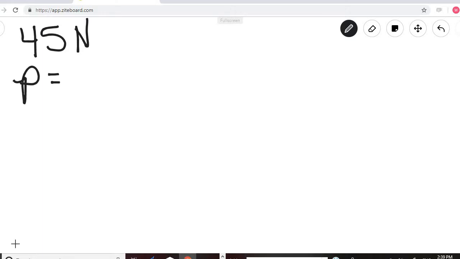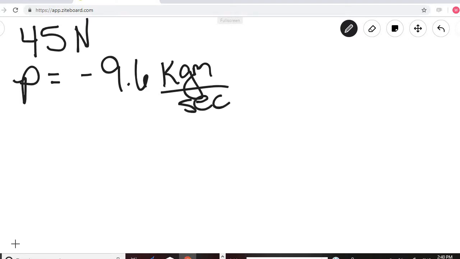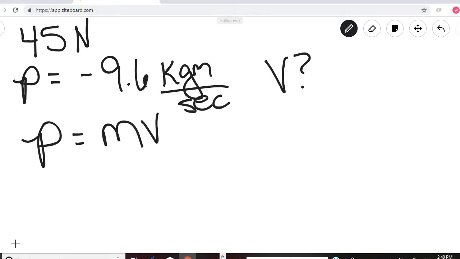Okay, so the first one tells us that we have a 45 Newton child, and the child runs down a road at a momentum, so P is momentum, of negative 9.6 kilogram meters per second. And we want to know what is the velocity. Okay, so we know that P is equal to mass times velocity. So we're going to solve for velocity. So P divided by M equals the velocity.